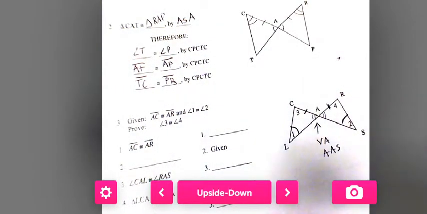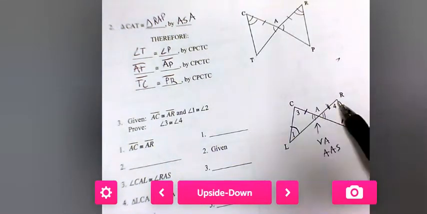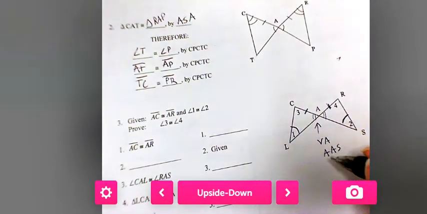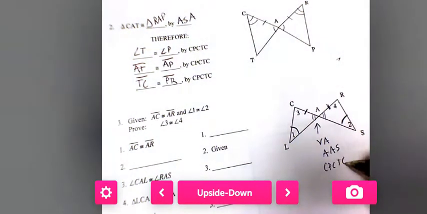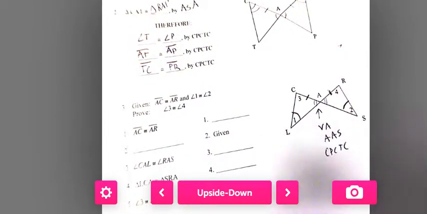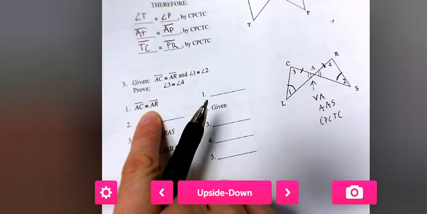And then how would 3 and 4 be congruent to each other? What did we just learn today on this sheet in front of you? CPCTC. Corresponding parts of congruent triangles are congruent. I know it's a lot of letters. I will put it on the board. AC is congruent to AR by what?